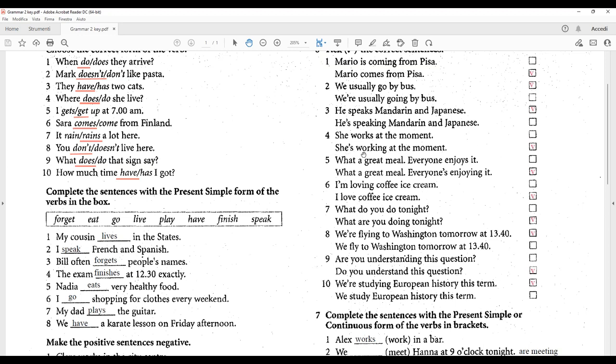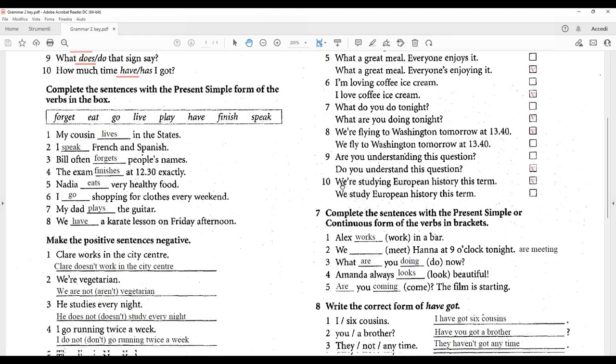Sta lavorando in questo momento. He is working at the moment. Ok? Anche in italiano non direste lei lavora in questo momento, voi direste lei sta lavorando in questo momento. Just like in English, she's working at the moment, she is working at the moment. No, she doesn't work at the moment. Okay?